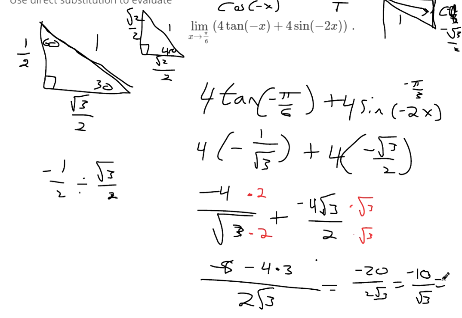Another way of writing this is negative 10 square roots of 3 over 3, because you can multiply the top and the bottom of this fraction by square root of 3. And we usually do that because we don't like to have square roots in the denominator for some crazy reason.